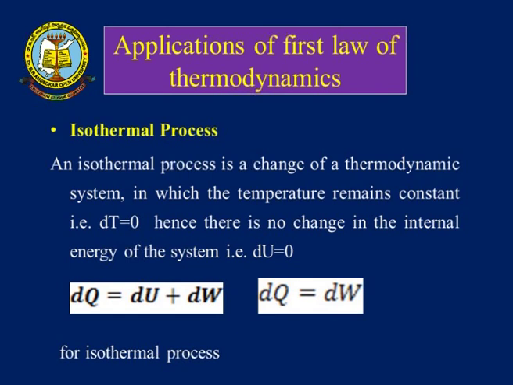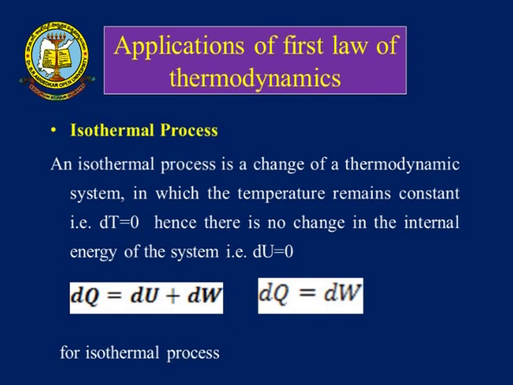As we know, the first law of thermodynamics is dQ equals dU plus dW. In this isothermal process, dU is equal to 0 as the temperature remains constant. So the first law of thermodynamics becomes dQ equals dW. That means in the isothermal process, dQ is equal to dW.